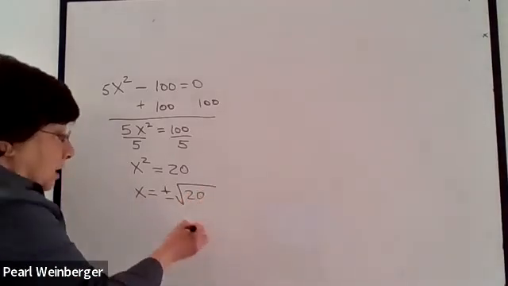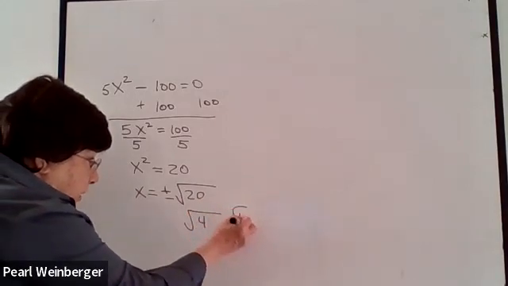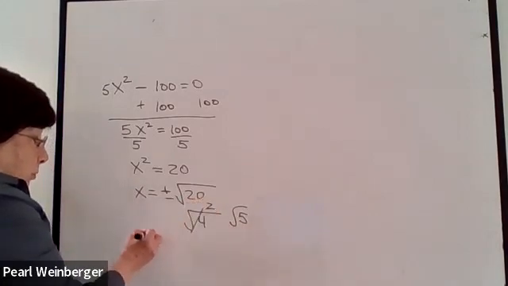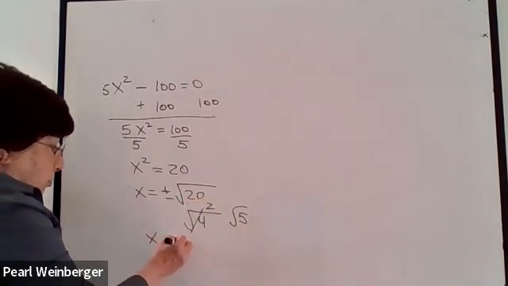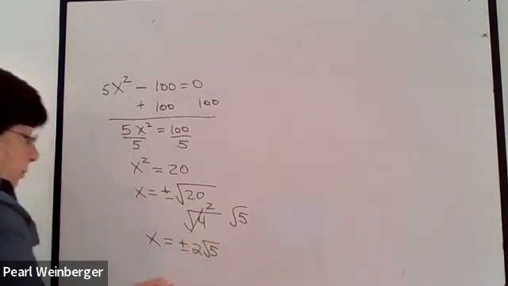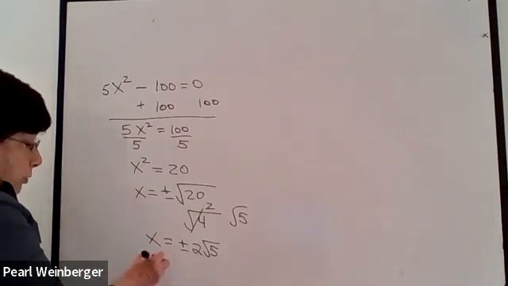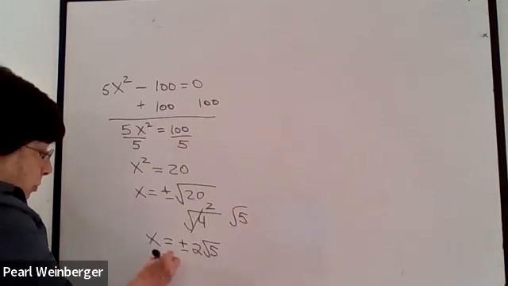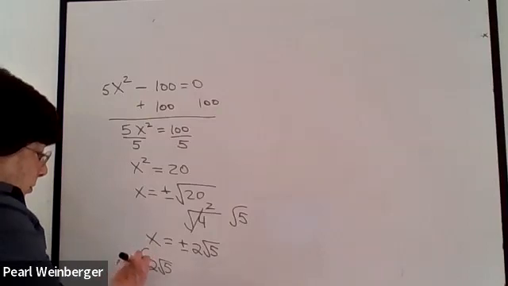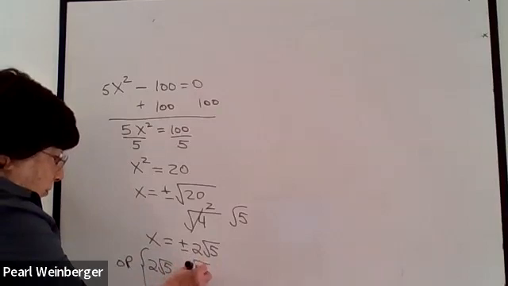I can simplify into the square root of 4 and the square root of 5. And of course, the square root of 4 is 2. So my answer comes out to be plus or minus 2 square root of 5. You could leave your answer like that, or you could write it as two separate answers. 2 square root of 5 is one answer, and negative 2 square root of 5 is your other answer.